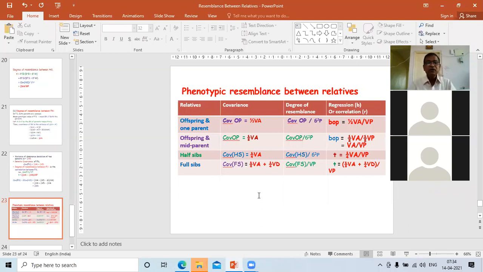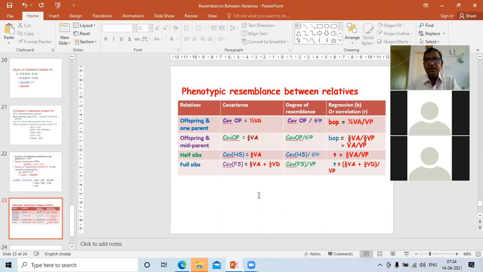So this is all about relatives. We have seen different types of relatives. There are two different kinds of relatives: one is direct relatives, and the other is collateral relatives. The offspring and parent are called direct relatives, and the half sibs and full sibs are called collateral relatives.